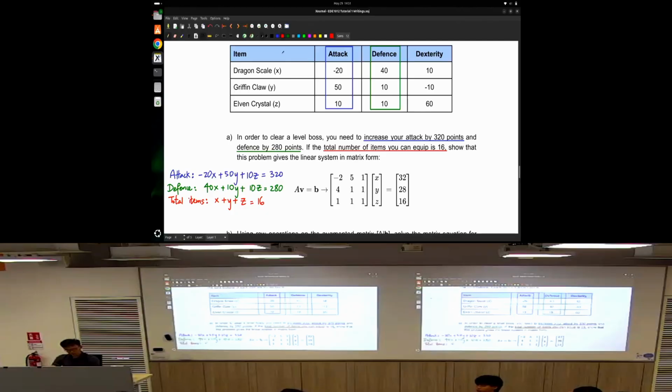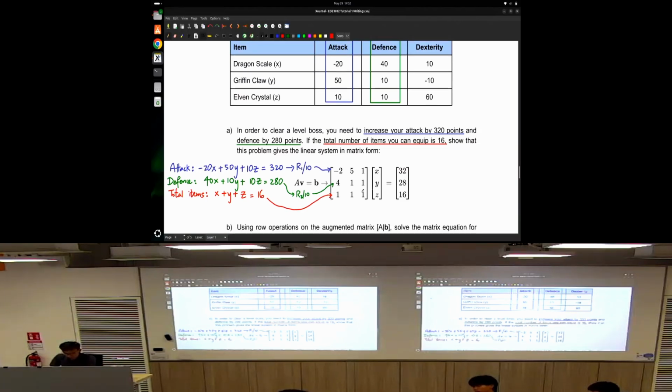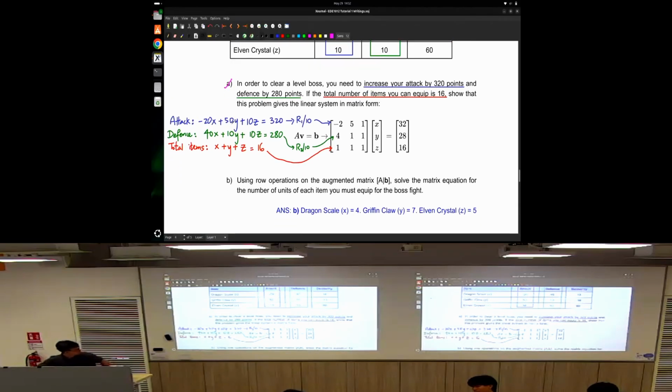So therefore, you can observe that if you take row 1 divide by 10, you are going to get this row 1. Similarly, row 2 divide by 10, you will get this row 2. And then row 3 will be as is. So this is your SLE, your system of linear equations in matrix form. So that's for part A. Any questions? If not, part B, DIY. This one just solve the linear equations, that's all, using row operations.